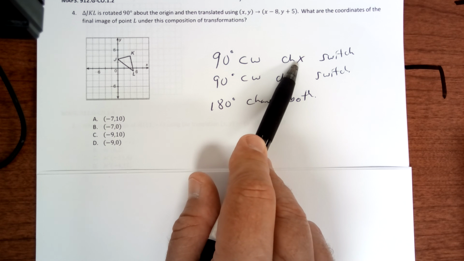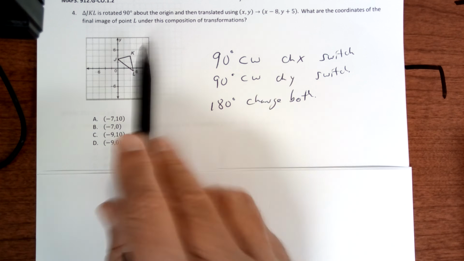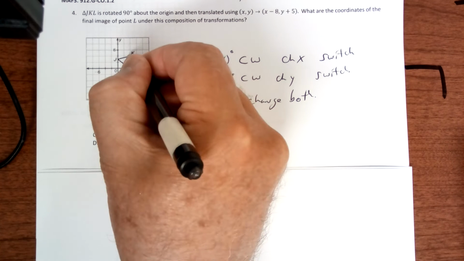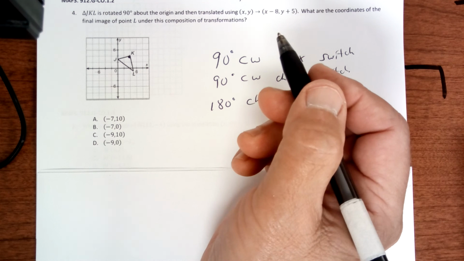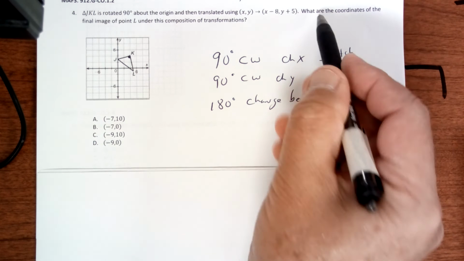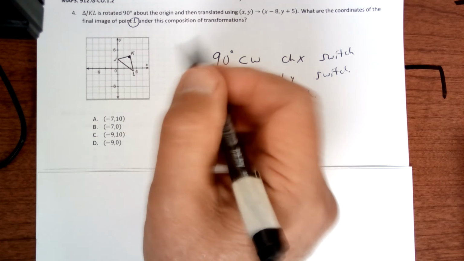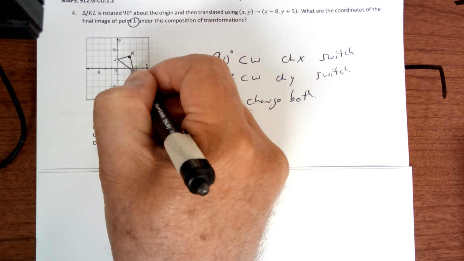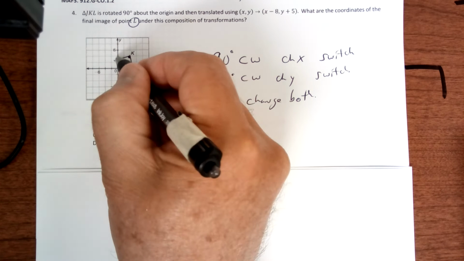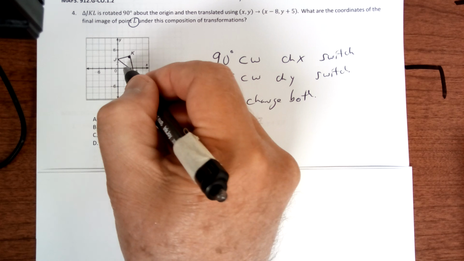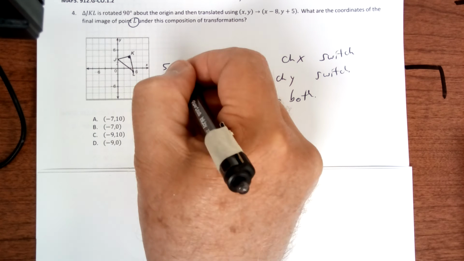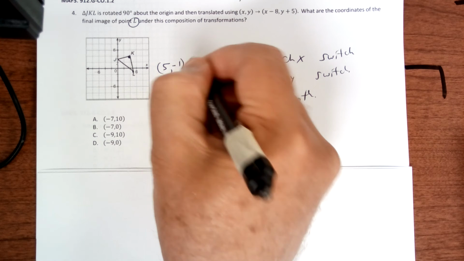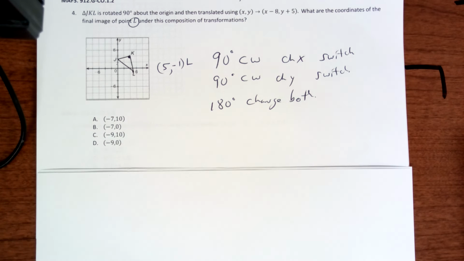Okay, so we're trying to figure out what's going on here. Let's start with point K and see where we are. Actually, it says, what are the coordinates of point L? So let's switch it to L, sorry. If you notice, 2, 4, 6, they're counting by twos. So this is 2, 4, 5. So this is over 5 and then down 1. Okay, that's point L. We're going 90 degrees clockwise.